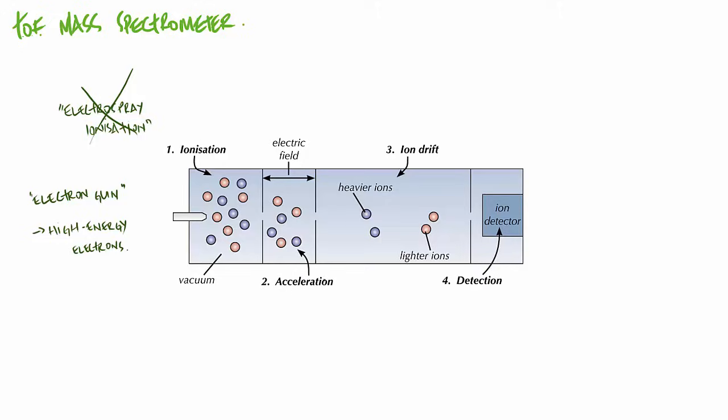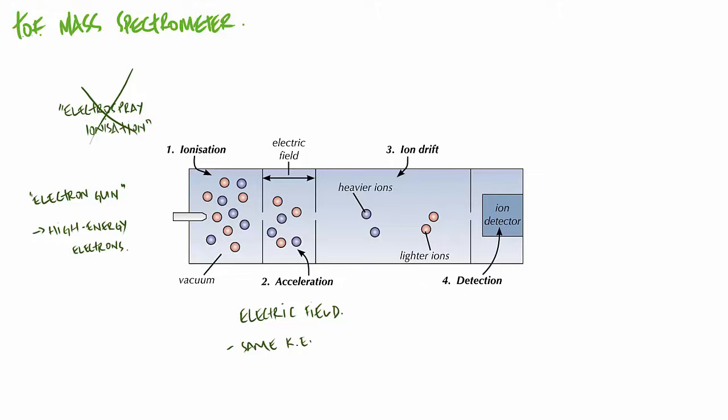Now, second step, we need to accelerate these, because they are then going to be passed through the ion drift stage. The acceleration is done using an electric field, and ultimately kinetic energy is transferred to these ions. They are attracted and pulled into this electric field, and in doing so, all of these ions and molecules gain the same kinetic energy. That's a very, very key step. They all get the same kinetic energy.